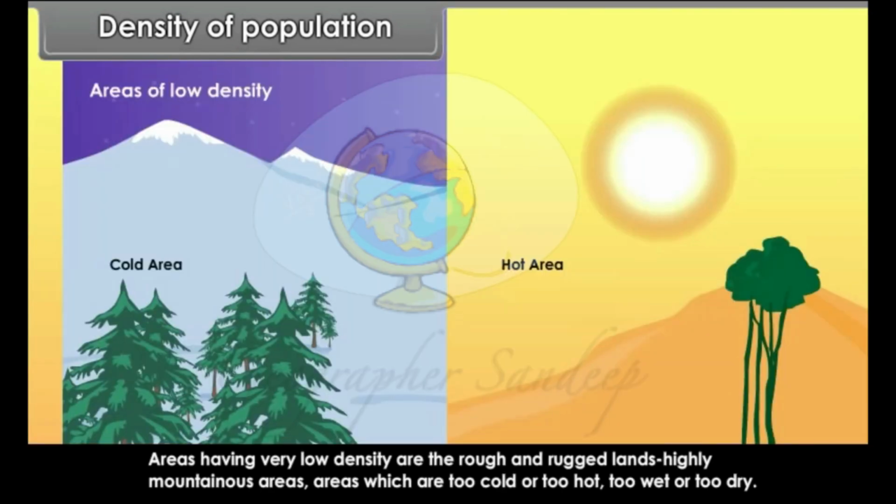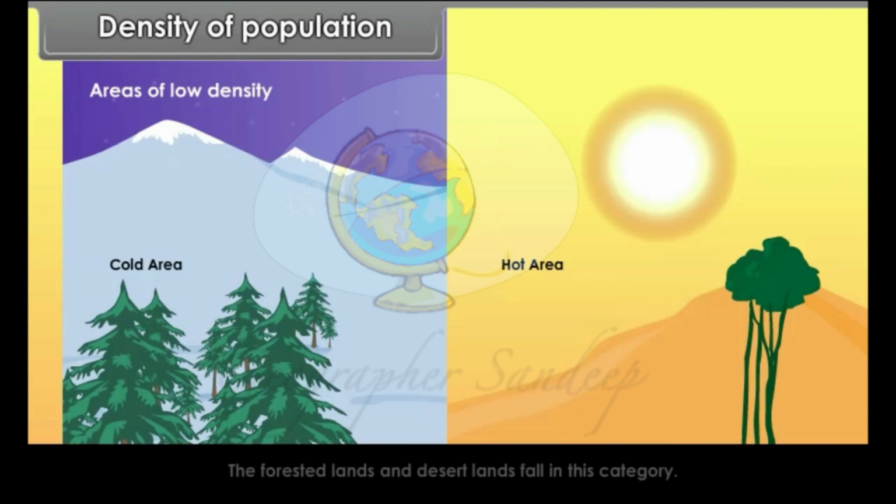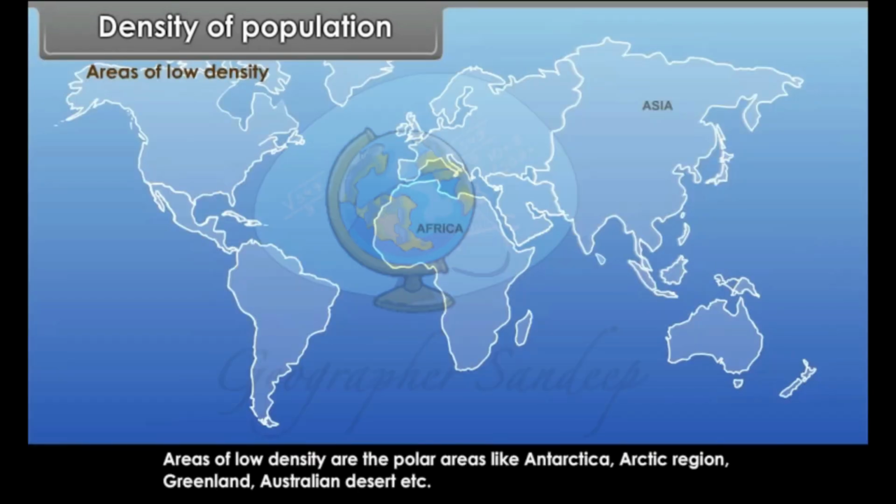Areas of low density. Areas having very low density are the rough and rugged lands, highly mountainous areas, areas which are too cold or too hot, too wet or too dry. The forested lands and desert lands fall in this category. Areas of low density are the polar areas like Antarctica, Arctic region, Greenland, Australian desert, etc.